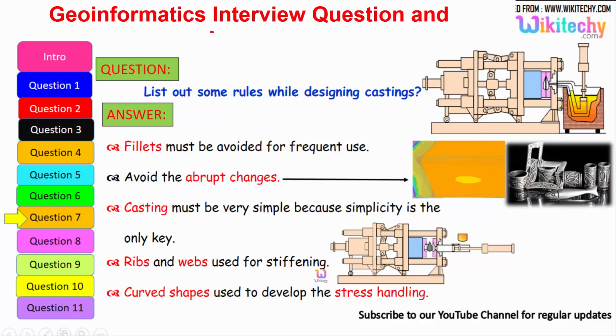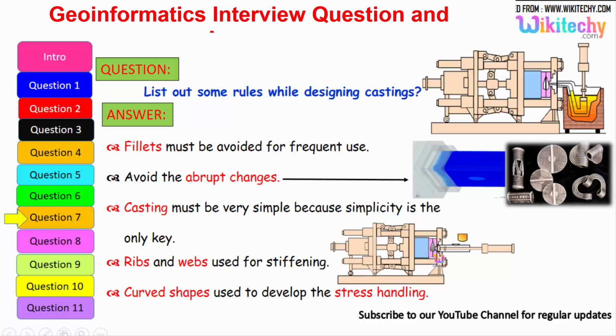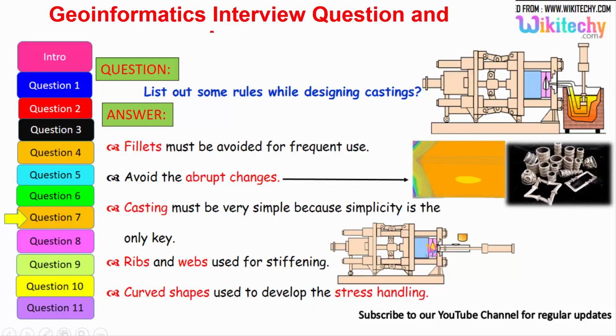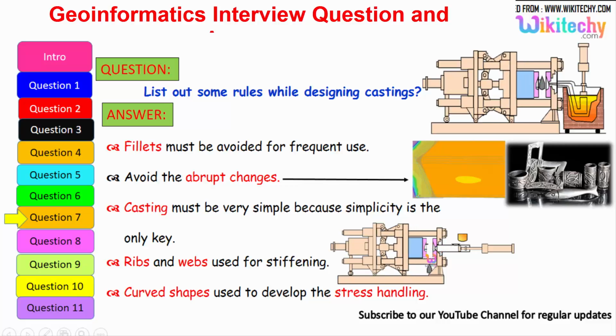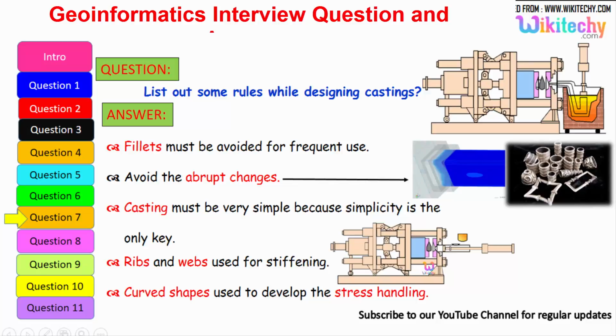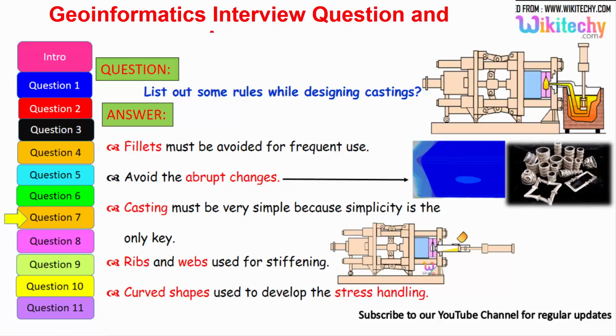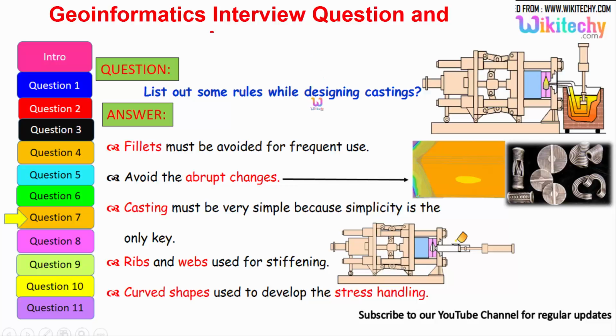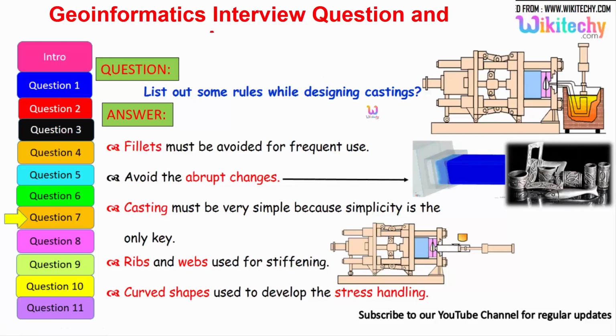Ribs and webs are used for stiffening, so you should have ribs over here. A curved shape should be used to avoid stress concentration. These are some of the rules we have to follow for castings.